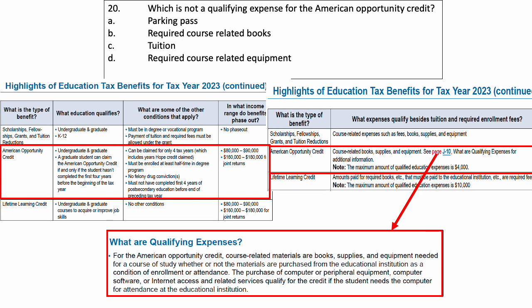Well, it just told you right there what qualifies besides tuition. So tuition qualifies. It also says course-related books, supplies, and equipment. Well, B is required course-related books. D is required course-related equipment. C is tuition. Those all qualify.